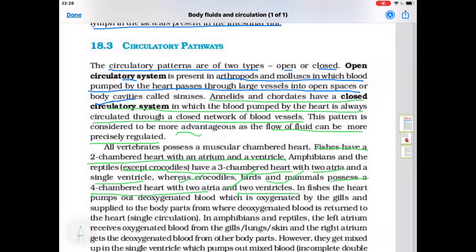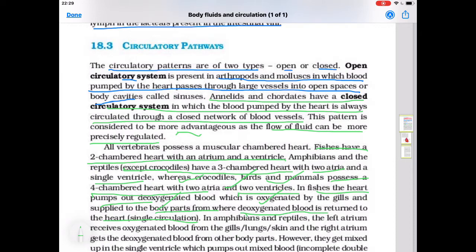In fish, the heart pumps out deoxygenated blood, which is oxygenated by the gills and supplied to the body parts, from where deoxygenated blood is returned to the heart. So, in case of fish, from the body, the deoxygenated blood comes to the heart, and then the heart pumps the blood, then it goes towards the gills where it gets oxygen, and then it goes to different parts of the body, and again from the body parts deoxygenated blood comes to the heart.